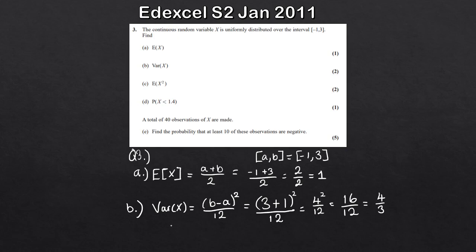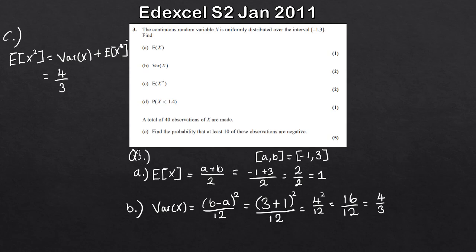The expectation of x squared is a little bit trickier, but it's not too bad. So the expectation of x squared, how do we calculate this? To calculate the expectation of x squared, all we're going to do here is use the fact that the variance of x plus the expectation of x squared is equal to the expectation of x squared. Okay, we can use that fact to calculate this. So the variance of x we've already worked out, that was 4 over 3. That's 4 over 3.